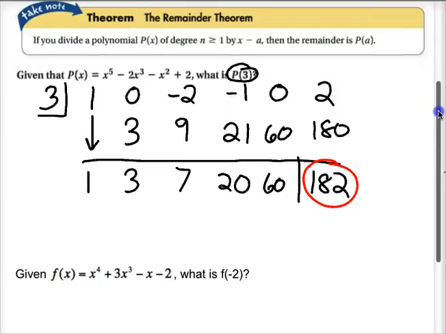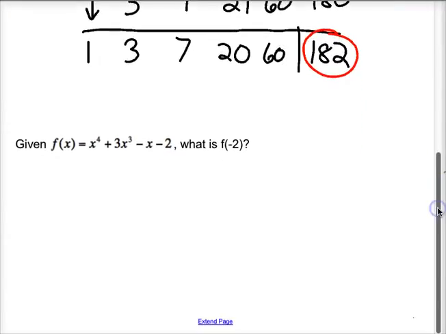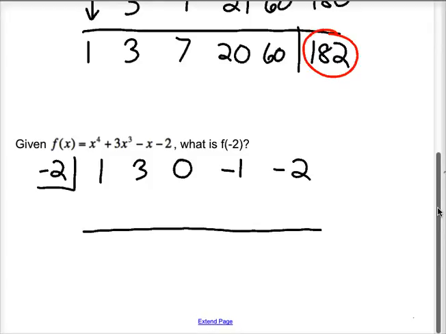All right, let's try another example. So here, if f of x is x to the 4 plus 3x cubed minus x minus 2, what is f of negative 2? So again, we're wondering about negative 2, so that's going to be the magic number that we're using. And now I set up for synthetic division. 1x to the 4, 3x cubed, no x squareds, negative 1 x's, negative 2, and now I'm going to use the synthetic process.